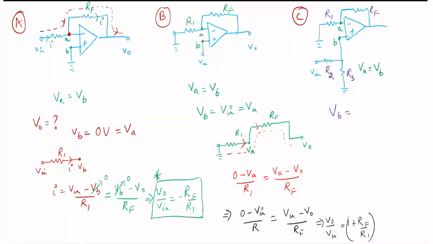So can you apply the voltage divider rule? R3 by R1 plus R2 plus R3 into V. Very good. This one, right? And this will be equal to VA, right? Can I write it like this?